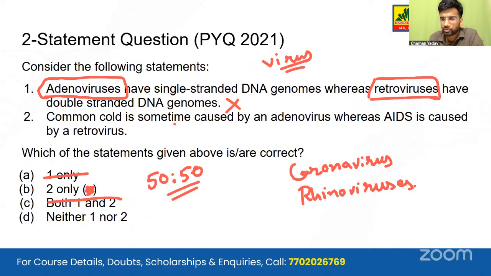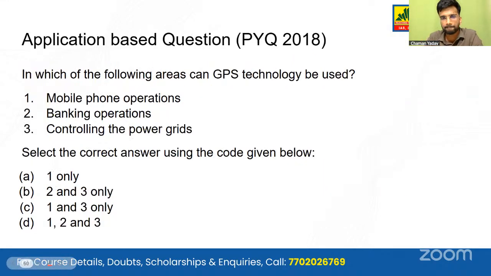So common cold is sometimes caused by adenoviruses, whereas AIDS is caused by retrovirus. When we read about AIDS in the classroom and in general textbooks, it is written that AIDS is caused by retrovirus, and the common cold can be caused by a different variety of viruses. Coronaviruses, rhinoviruses, and adenoviruses can all give us common cold. So this statement becomes correct. The correct answer will be B.